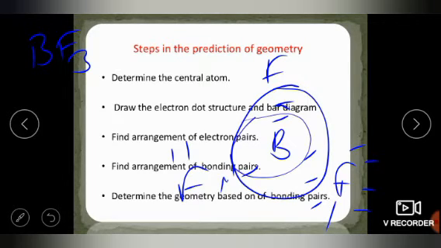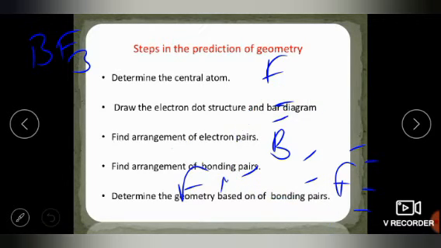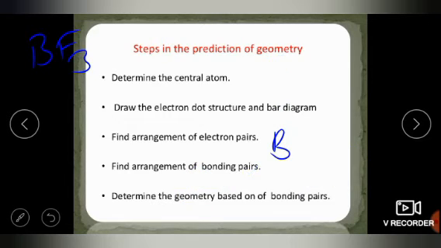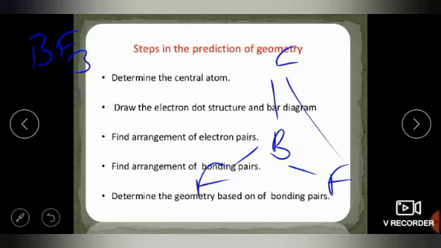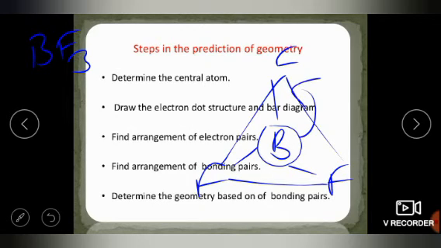So 3 shared pairs make 6 electrons around boron. Although there is no 8, there is 6. This was the drawback of the octet rule. In this case, the shape of the molecule is simple trigonal planar, because 3 electrons are there in boron and all 3 form bonds with fluorine by sharing electrons.